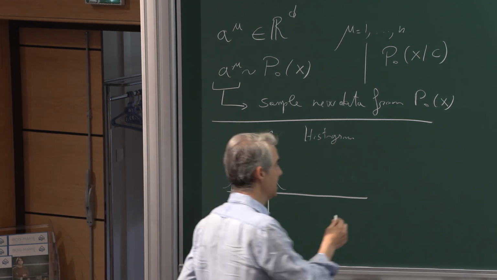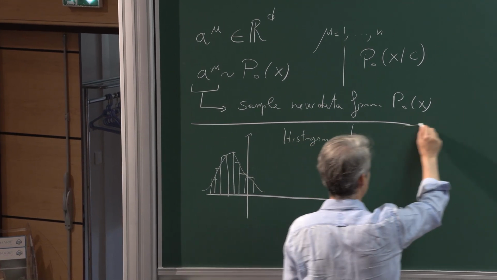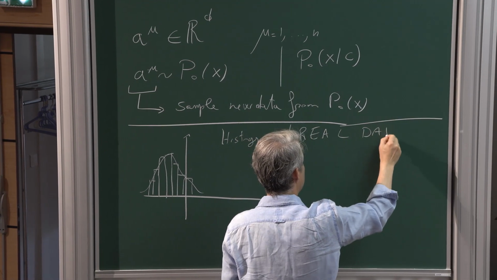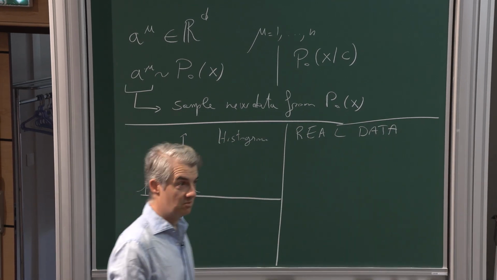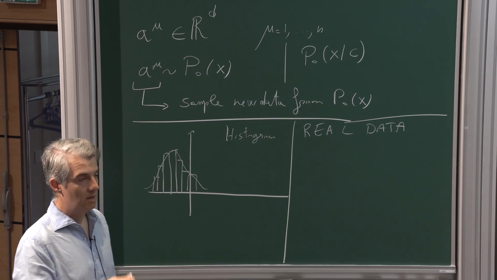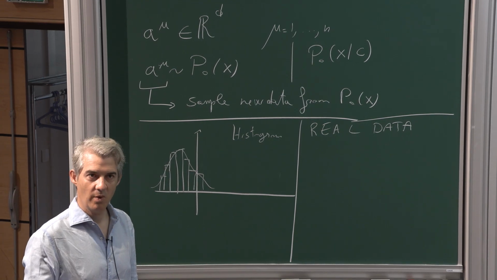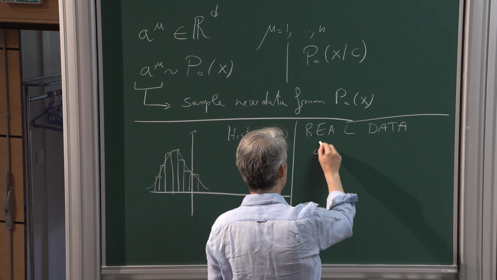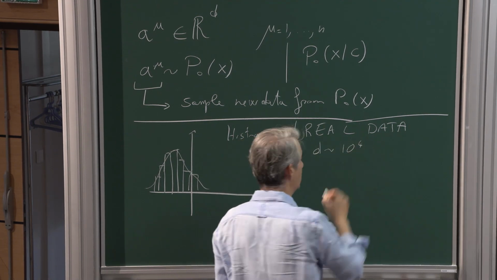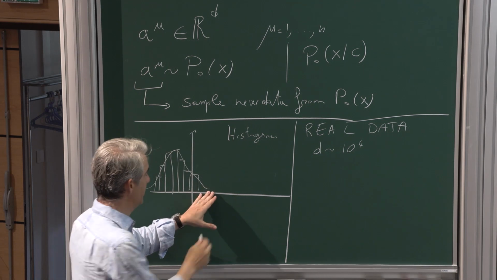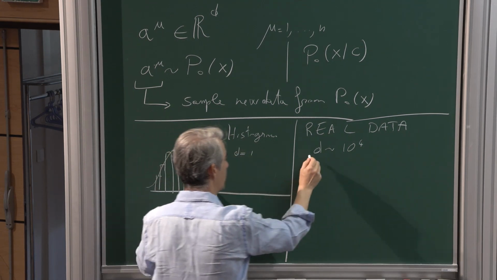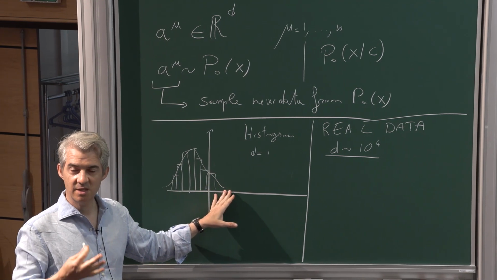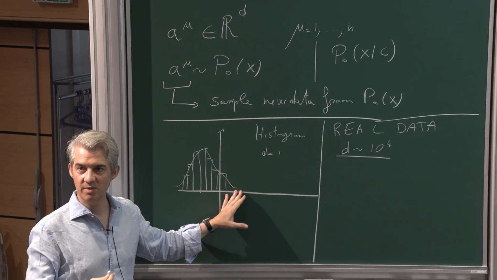Now the thing is that for real data, for example, let's think of an image, say 300 by 300 pixels. Even in black and white, the dimension d is of order 10 to the 4. So it's not one dimension anymore; this was d equals 1, and now you are at d equals 10 to the 4. When the space is very large, the problem becomes extremely difficult.